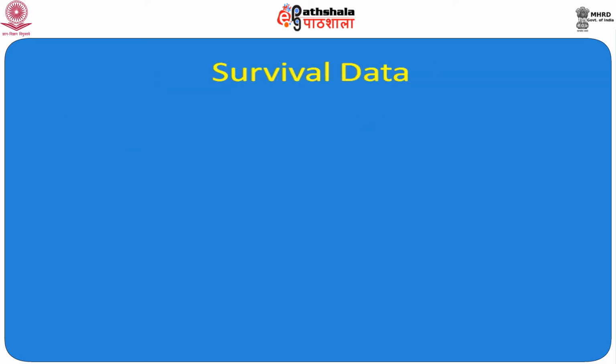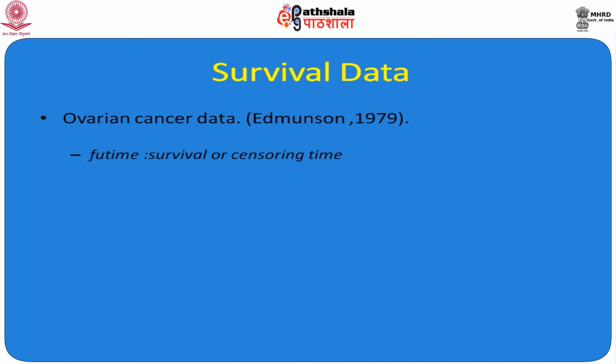Let us come to the data. This is survival data taken from the Edmondson 1979 paper on ovarian cancer data. The first variable, FU time, is basically the survival or censoring time observed for each individual. Now the FU censoring status of those patients is given as 1 and 2: if they are censored it is given as 1, if they are not censored then it is given as 2.